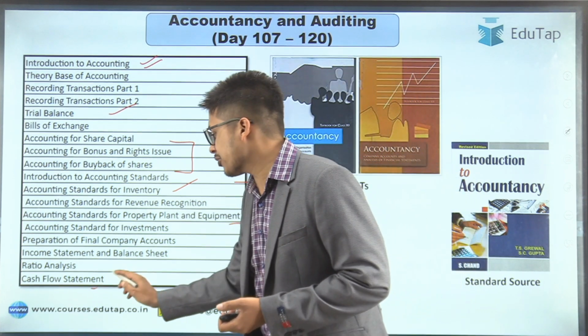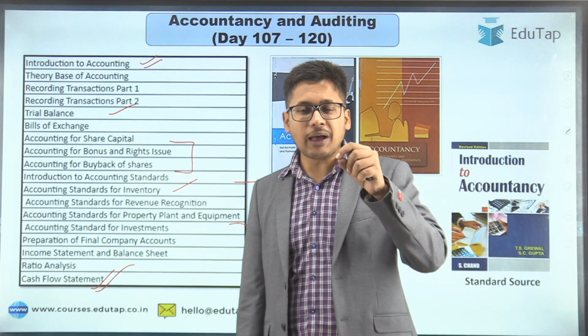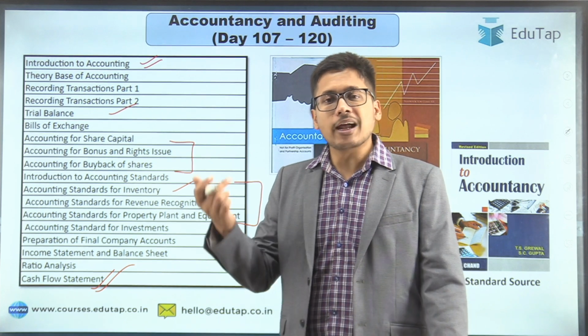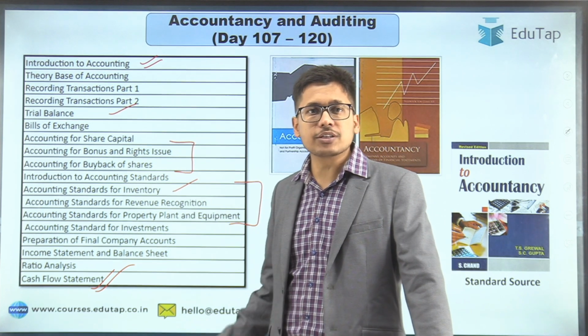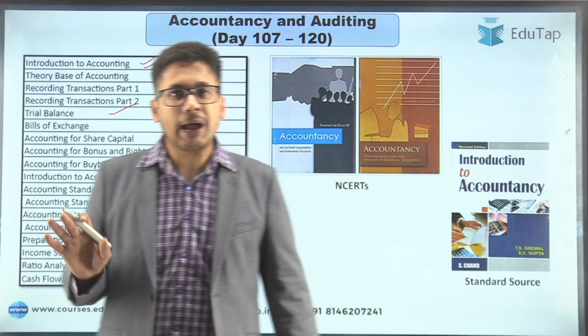And then comes your cash flow statement. This is also very important. A few chapters are more important because there is a larger probability that questions in the exam will be asked from these two chapters. So be very careful while reading about accounting and auditing.